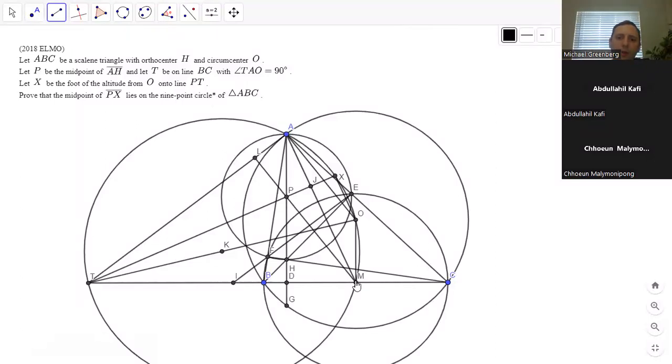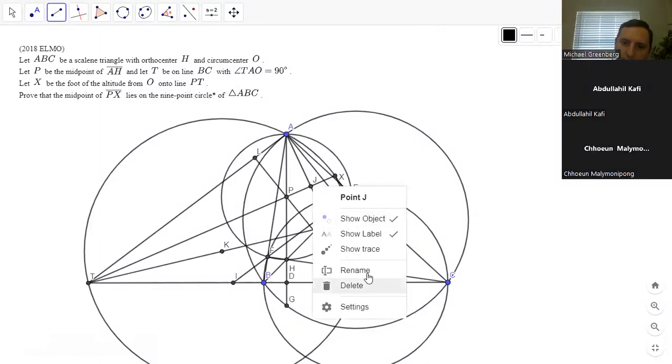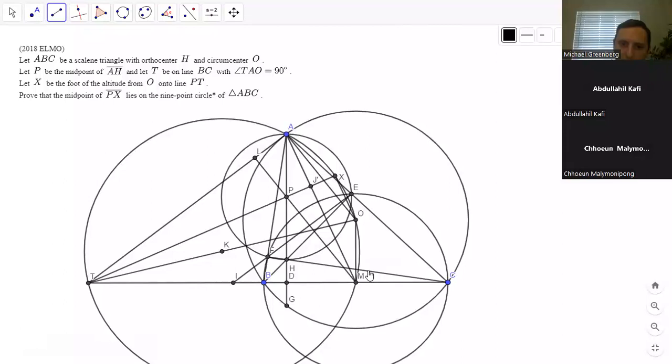Well, this is a right angle, and J is the midpoint of PX. So I think, but we know it's perpendicular, but how do we know? Like if we let J prime be where AM and PT meet, we know it's perpendicular. How do we know it's the midpoint?